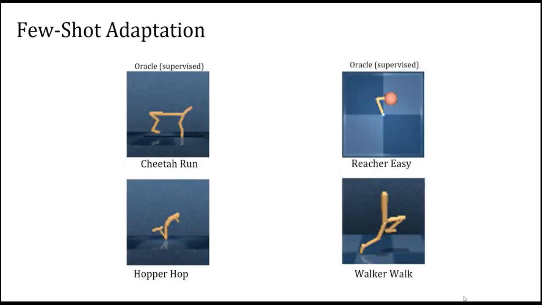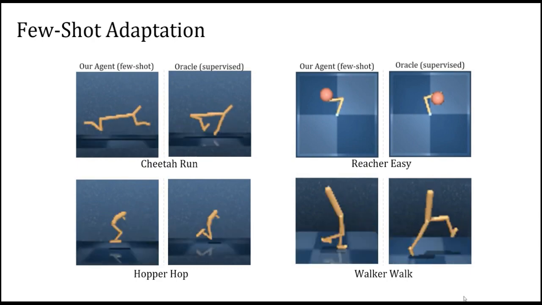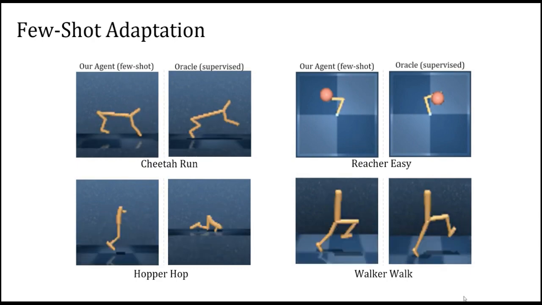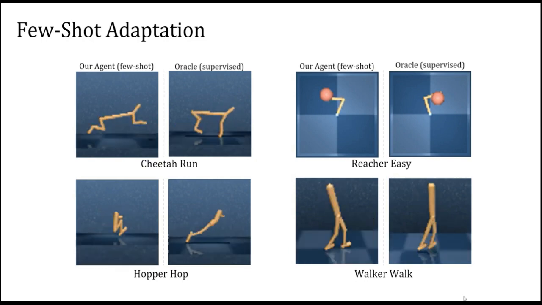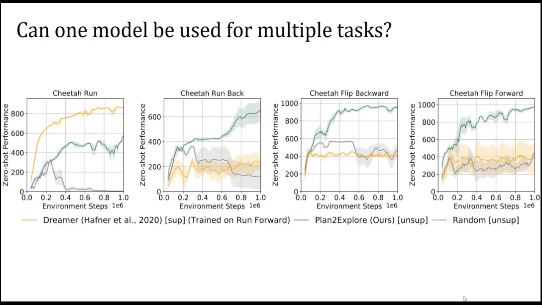Comparing the behavior with the oracle, it is also able to adapt its behavior to the task very quickly, such as on the half cheetah task, where it is changing the behavior to a more standard one. We see that our agent is able to learn an effective model that can be used to solve a range of new tasks. Can a single model then be used to solve multiple tasks?